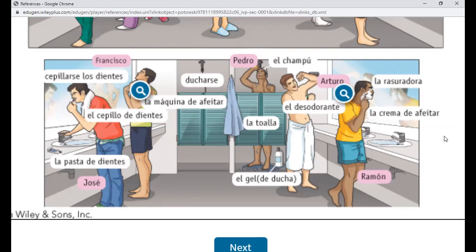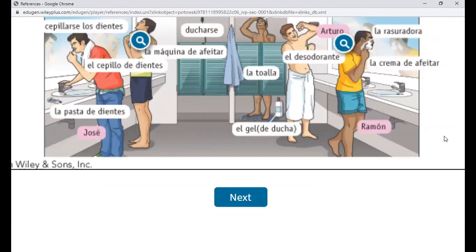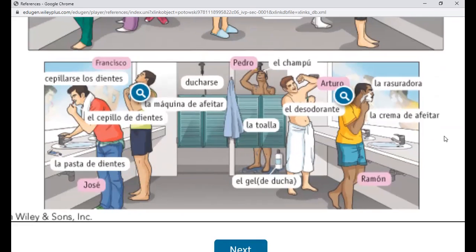It's your daily routine. You have to understand how to conjugate the verbs and how to say what it is that you do. And when you're mentioning the items, you have to explain what it is that you do with those items. For example, la toalla. Okay? El verbo es secarse. Secarse. Me seco con la toalla. El champú. Me lavo la cabeza.